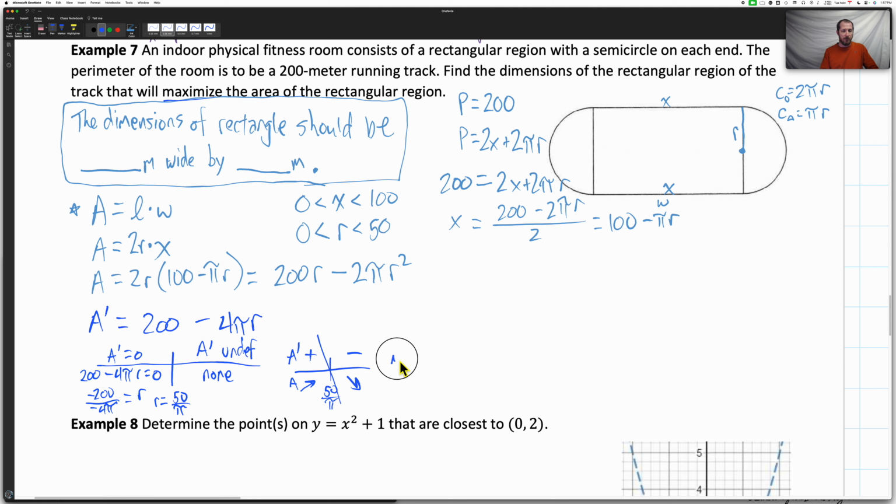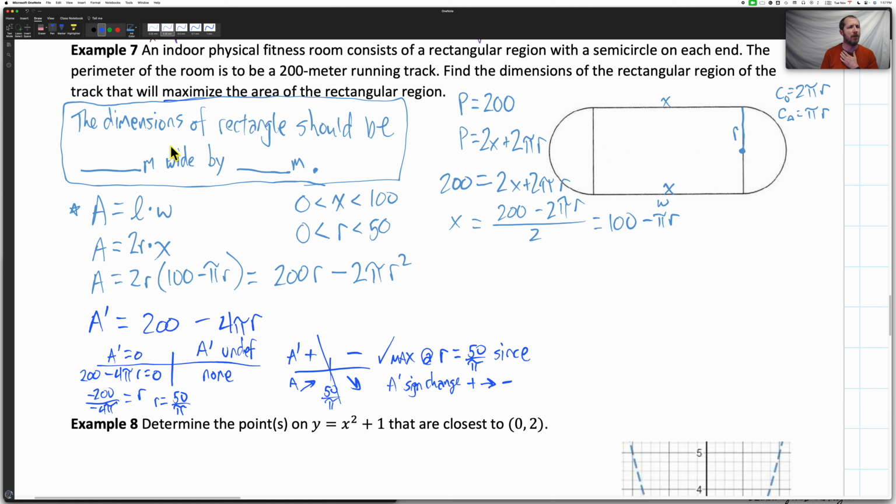So we go from positive to negative, which means our original function changes from increasing to decreasing. That verifies that we have a max at r equals 50 over pi, since A prime changes sign from positive to negative. Okay, so we verified that our extremum was a maximum. We found our r value that is between these. I don't know what 50 divided by pi is, but it's positive and it's less than 50.